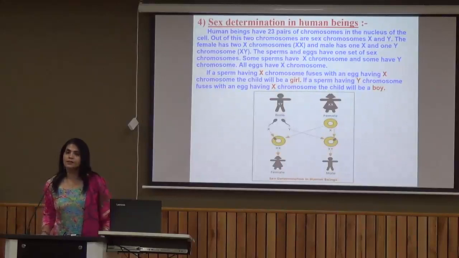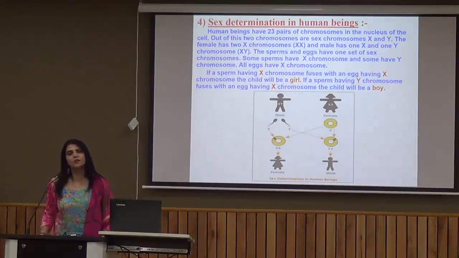Now the next is sex determination in human beings. So as we all are aware, we are having 46 chromosome, or we can say 23 pair of chromosome. Out of these 23 pair, 22 are autosome and 1 pair is sex chromosome. The human female are homogametic because they are having only X and X chromosome, and the human male are heterogametic as they are having X and Y chromosome.